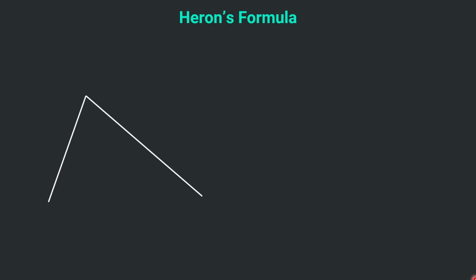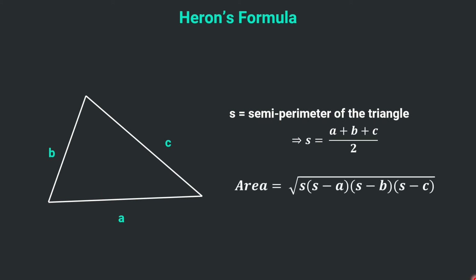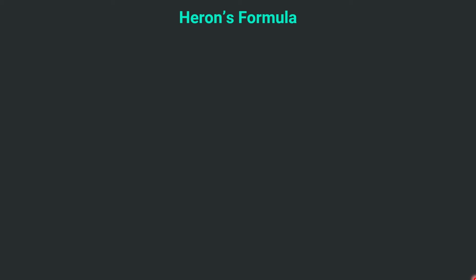If we have a triangle with three sides a, b and c, where s is the semi-perimeter of the triangle, that means s will be equal to (a + b + c) upon 2. Then the area of the triangle can be given as the square root of s into (s - a) into (s - b) into (s - c). From where this formula has come, we will try to prove it.